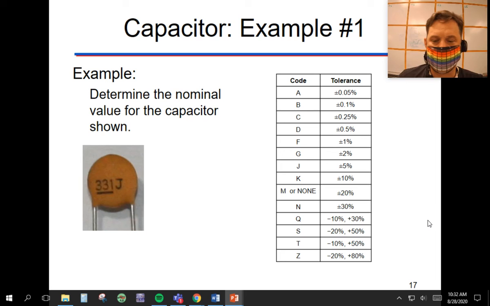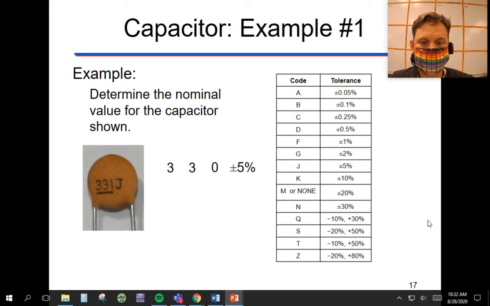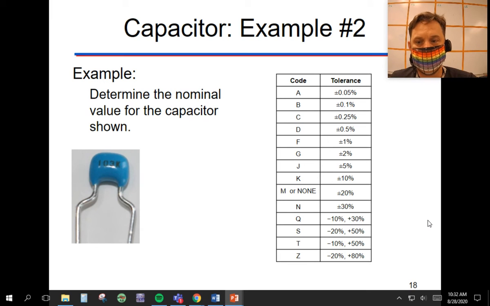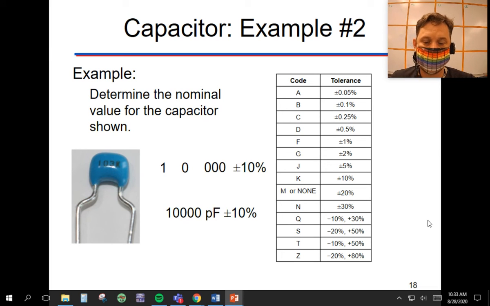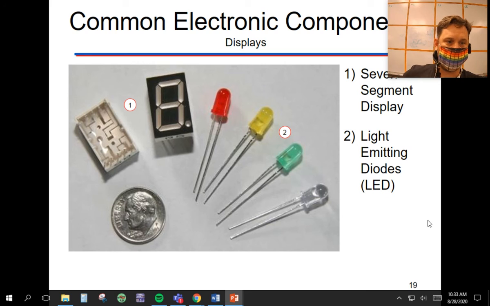So you look at this one, you go, okay, 3, 3, 1. So it's 3, 3, 1, 0, and then J. So 3, 3, 0. So 330 picofarads. And then J is plus or minus 5%. There you go. And we look at this one, and it's 103K. So 103, that's 10,000, right? Now it's going to always put it in pico. But it might convert it into something else. And that's fine too. You can always give them to me in pico. That's fine.